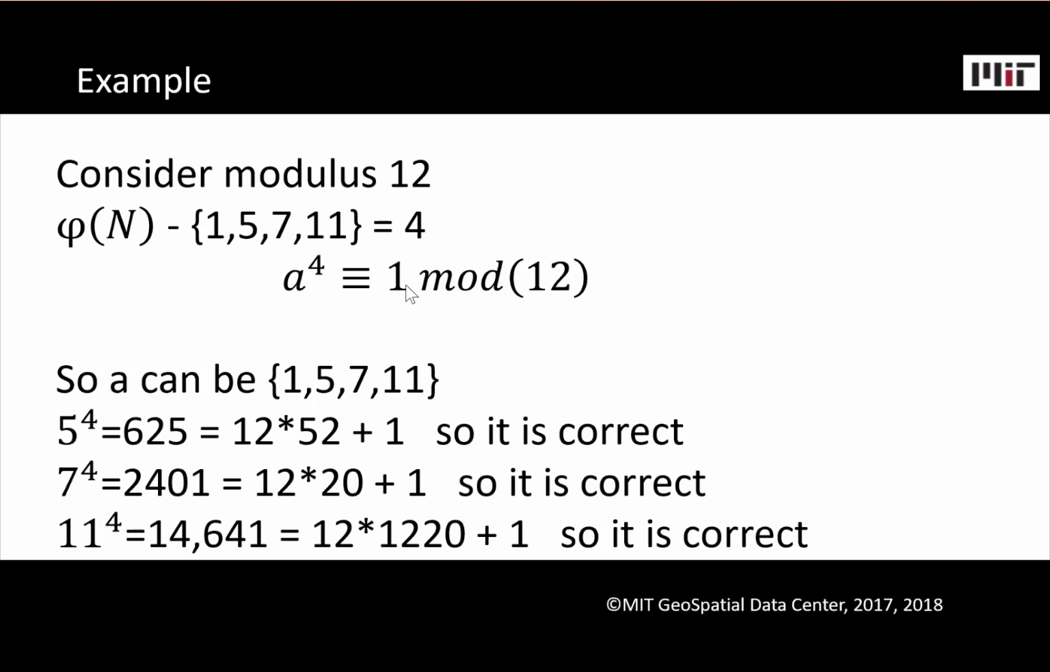So that's correct. 5 to the power 4 is 1 mod 12. 7 to the power 4, again, is 12 times 20, plus 1. So it's correct. And 11 to the power 4 comes to 14,641, and that's 12 times 1,220, plus 1. So that works.